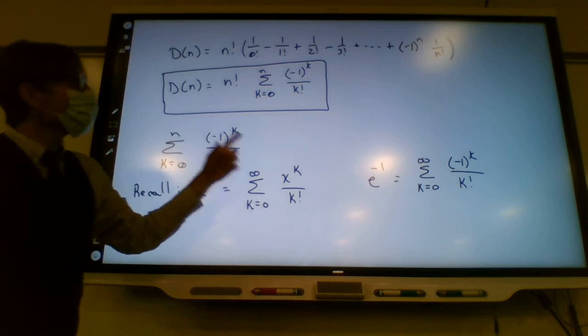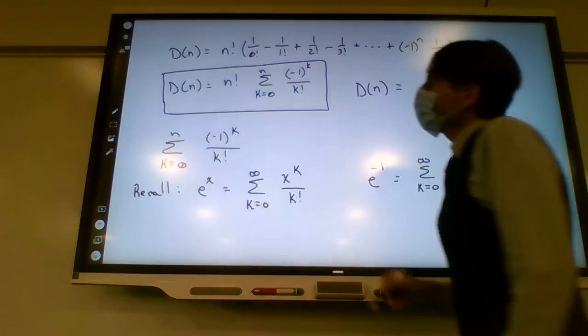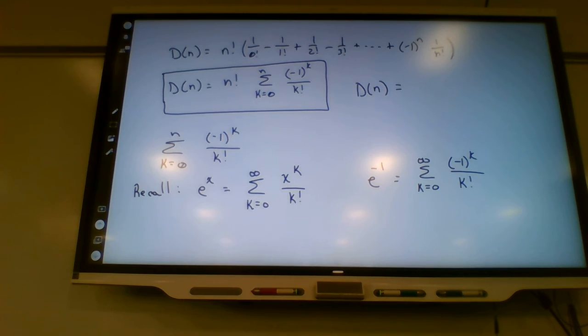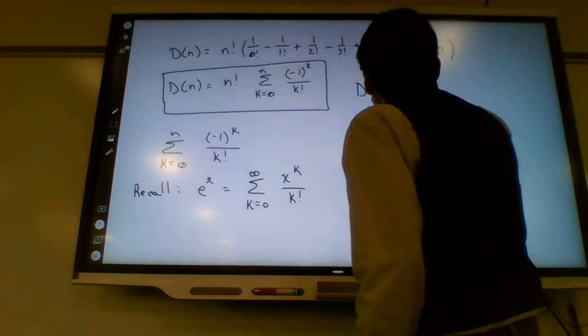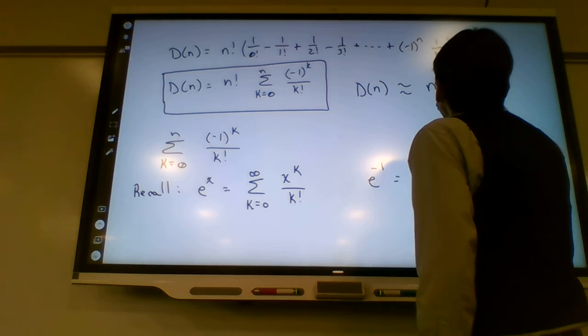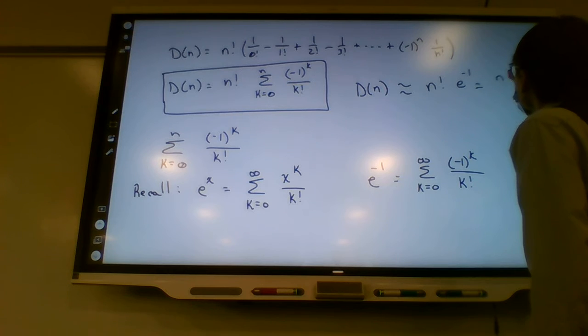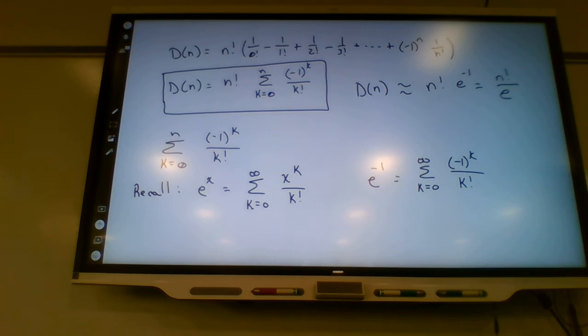So what does this mean? This means that the number of derangements is not equal to, but awfully close to n factorial times e to the negative 1 power, or n factorial divided by e. Can you calculate that pretty quickly? Yeah, because we have to calculate n factorial anyway, and then divide by e.